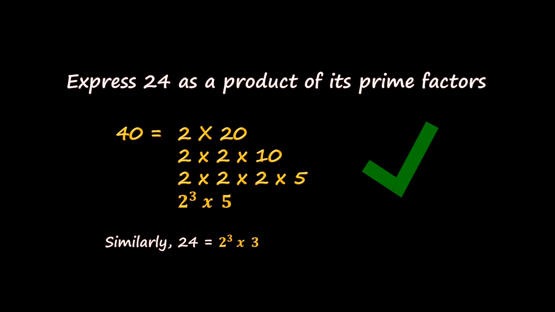Then similarly 24 is the same as 2 to the power 3 times 3, or 2 to the power 3 times 3 to the power 1. Note that leaving out the power 1 just means the same thing.